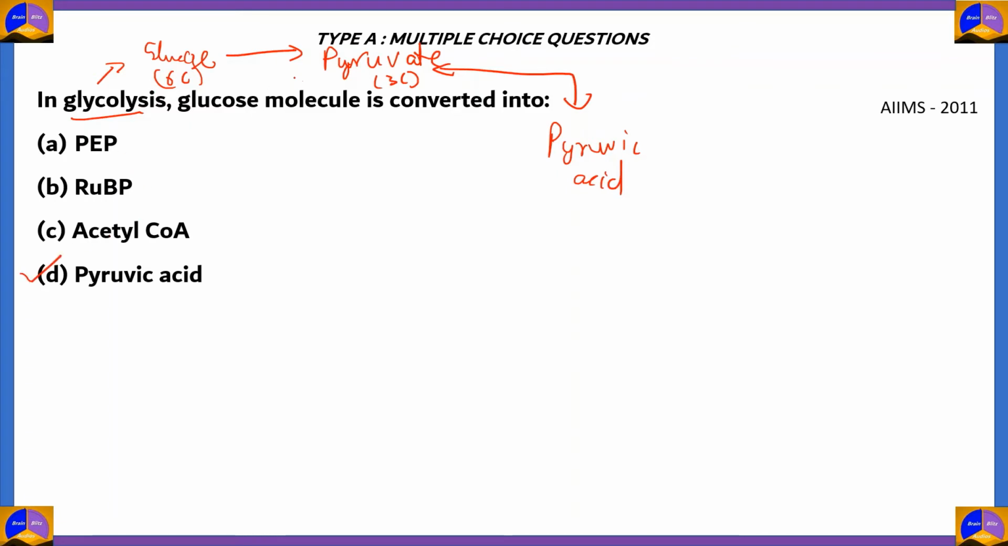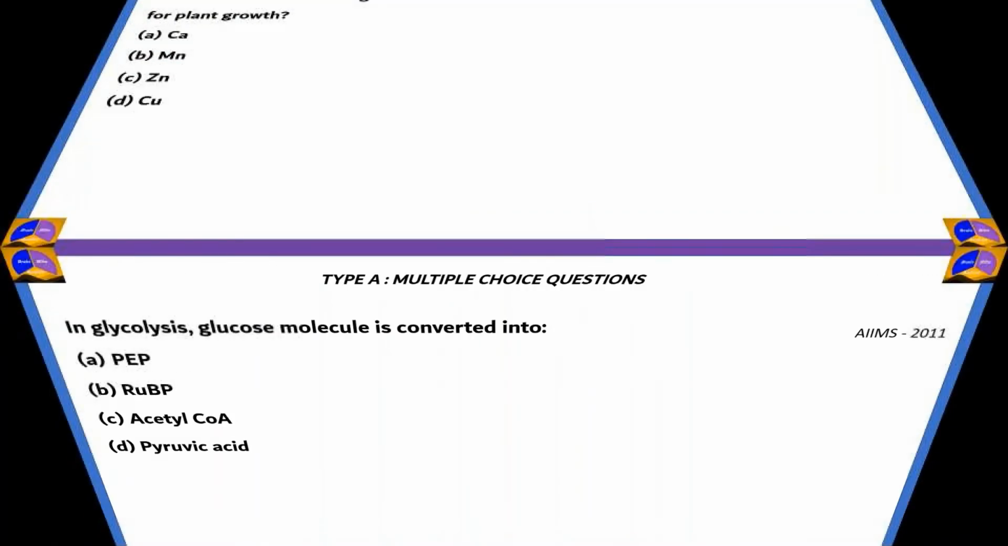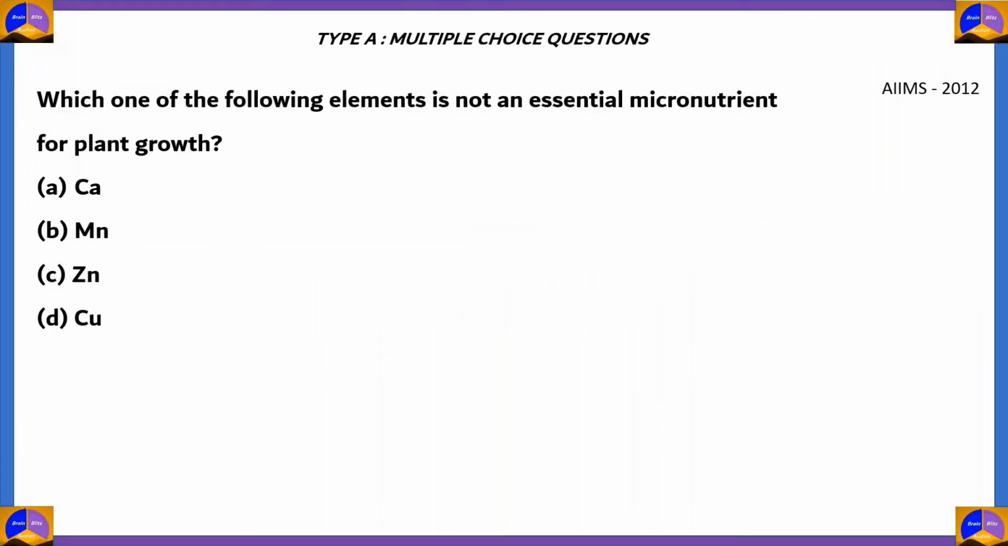So in glycolysis, the glucose molecule is converted into pyruvic acid because of partial oxidation. PEP, RUBP, and acetyl CoA are other components of respiration when the food is broken down. So the right answer is option D, pyruvic acid. And now let's move on to the next question.